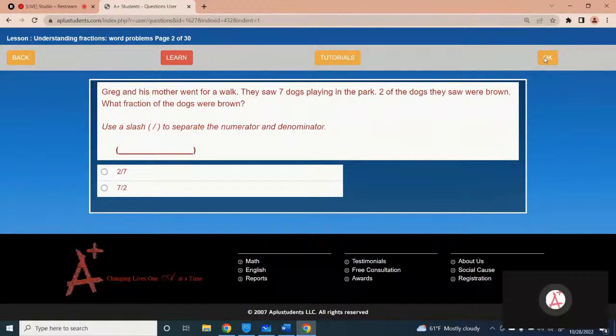So the correct option is 2 by 7. Just select the correct option and then click on the OK button.